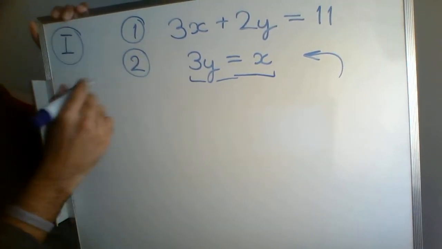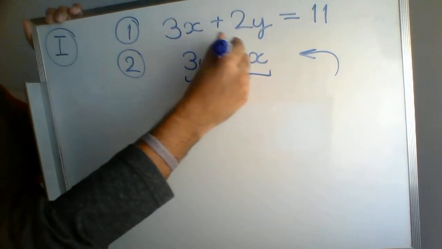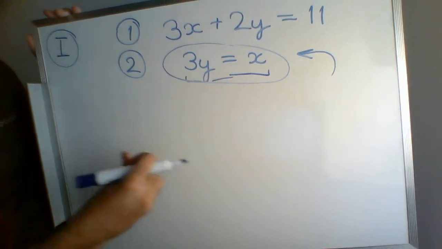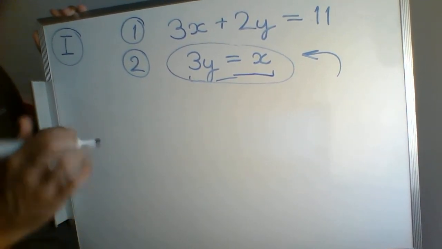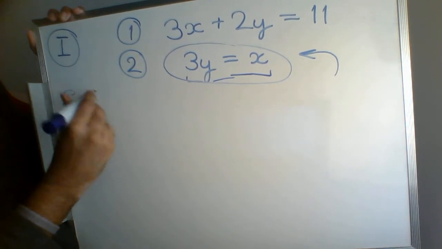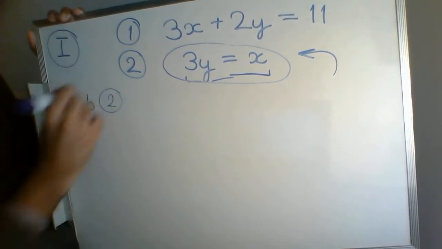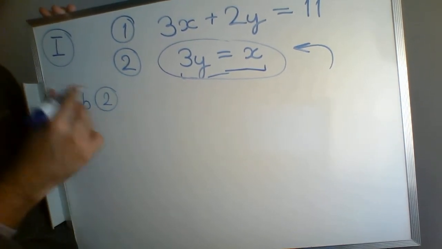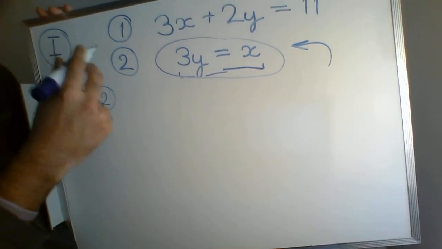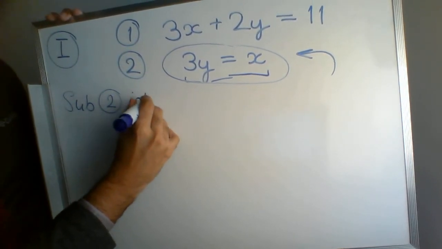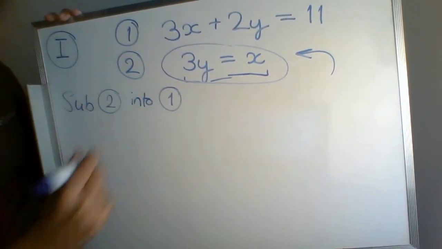Now, what we're basically doing is we're going to take this relationship. We've got x is equal to 3y. 3y is equal to x. And we're going to sub that into the first equation. So I'm subbing in, and the way you would write this is sub equation 2. So you could write EQ or EQN for equation, or you could just put this 2 with a circle if you've labeled the two equations. So sub equation 2 into equation 1.